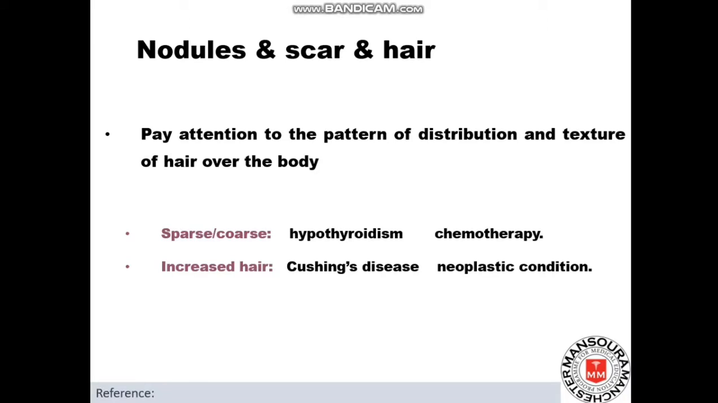Nodules, scar, and hair. Pay attention to the pattern of distribution and texture of hair over the body. Sparse or coarse in hypothyroidism. Hypothyroidism leads to sparse hair. Chemotherapy leads to alopecia and diminished hair. Increased hair in cases of Cushing disease and Cushingoid syndrome and neoplastic conditions which lead to paraneoplastic syndrome.